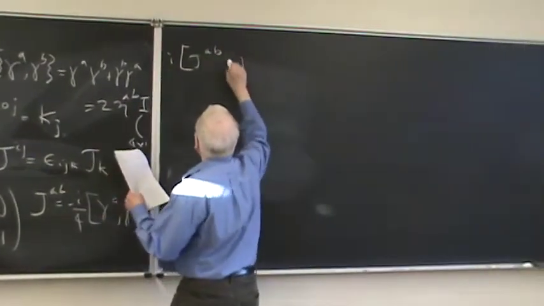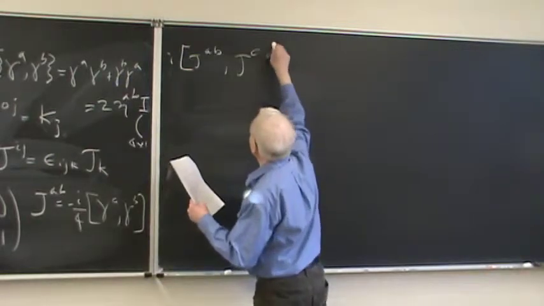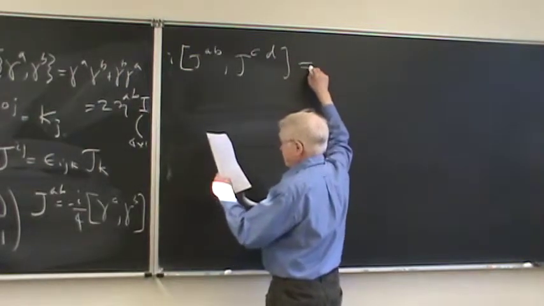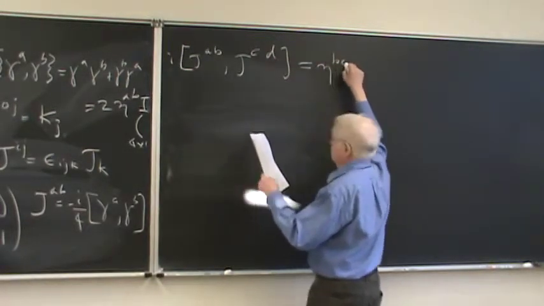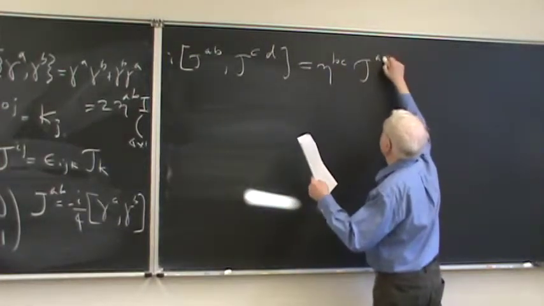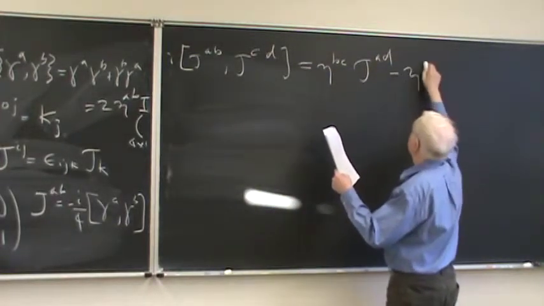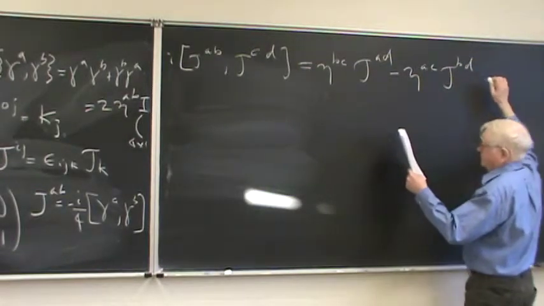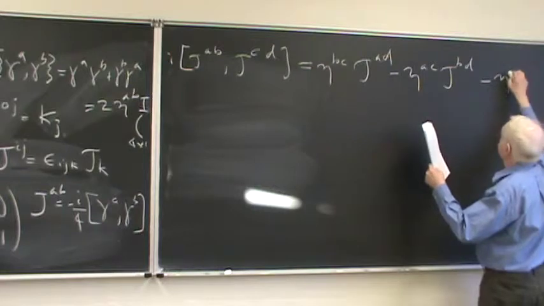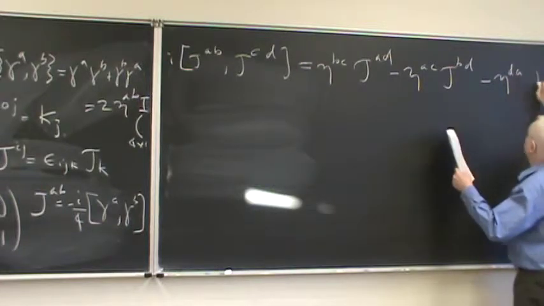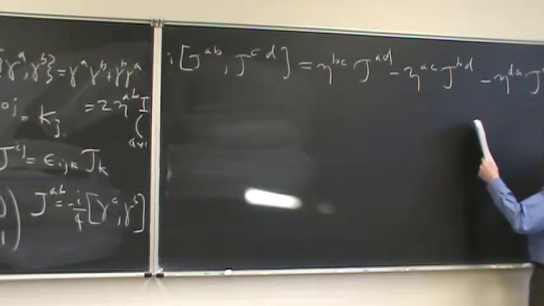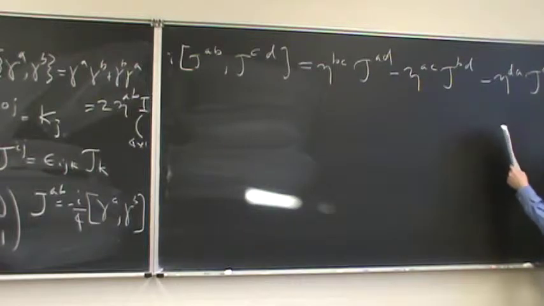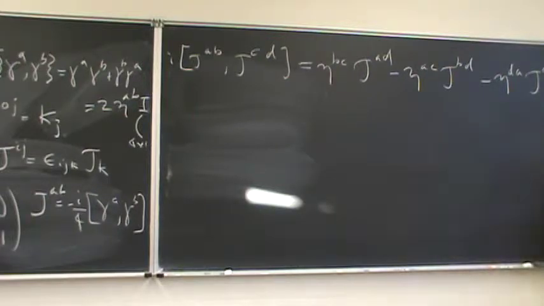i [J_AB, J_CD] is equal to η_BC J_AD minus η_AC J_BD minus η_DA J_CB plus η_DB J_CA. And just a word about eta.